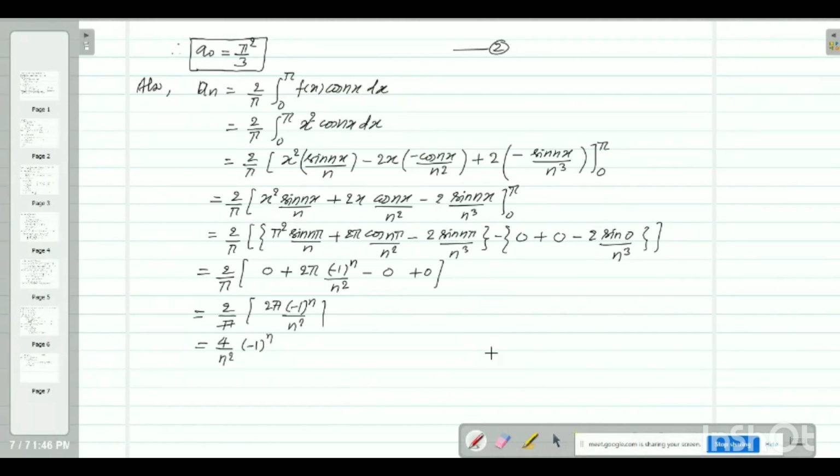So this is equation number 3. Now putting the values of a naught, a n and b n in equation number star, we get, just substitute.